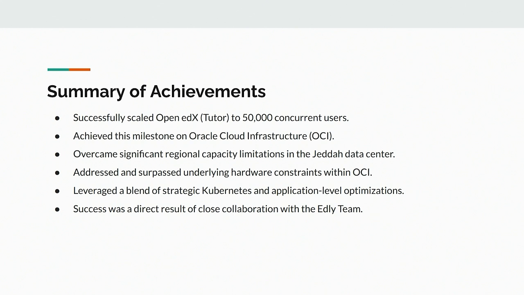We leveraged a blend of strategic Kubernetes and application-level optimizations, which Hammad has shown you in previous slides. Success was a direct result of close collaboration with the Edly development team. They were in constant communication with us. Wherever we needed optimizations, we coordinated with them. They said these are the configurations we think would help, and we made those configurations and ran the iterations again. If we hit another bottleneck, we went to them again. The Tutor documentation was really helpful, and we had Regis supporting us throughout.